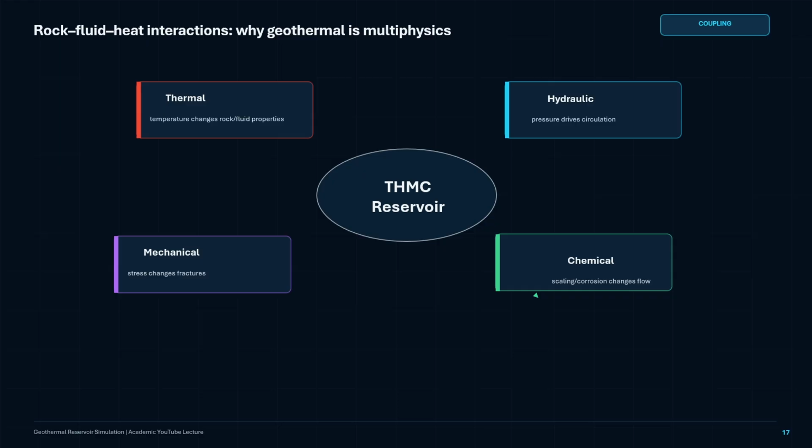These processes interact. For example, cooling can contract the rock and change stress around fractures. Pressure increase can reduce effective normal stress and potentially reactivate fractures. Mineral scaling can reduce injectivity. So when we say geothermal reservoir simulation, we are not only simulating flow. We are simulating a coupled system where heat, pressure, stress, and chemistry influence each other.